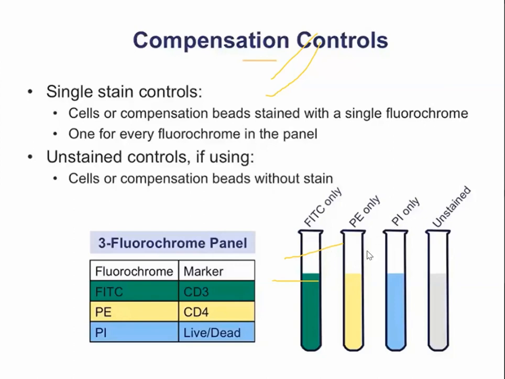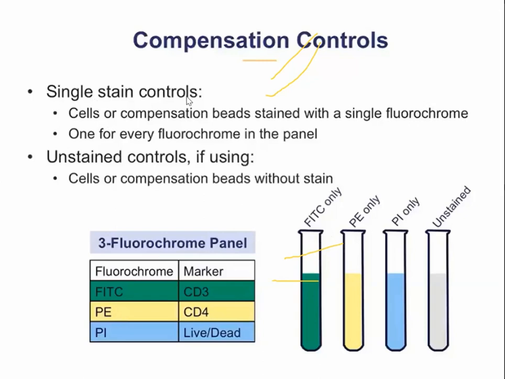Similarly, after finishing FCM, I will run the PE tube in the machine. The PE signal should ideally be there in the PE channel. If there is any PE signal in the FCM channel, then we need to correct it. Similarly, if there is any PE signal in the PI channel, that has to be corrected. Third, I need to run the PI stained tube where the signal should be available only in the PI channel, but if it's there in FCM or PE, it has to be corrected.